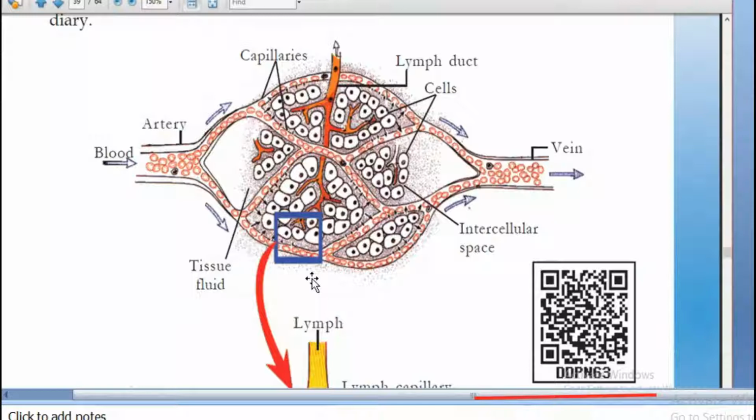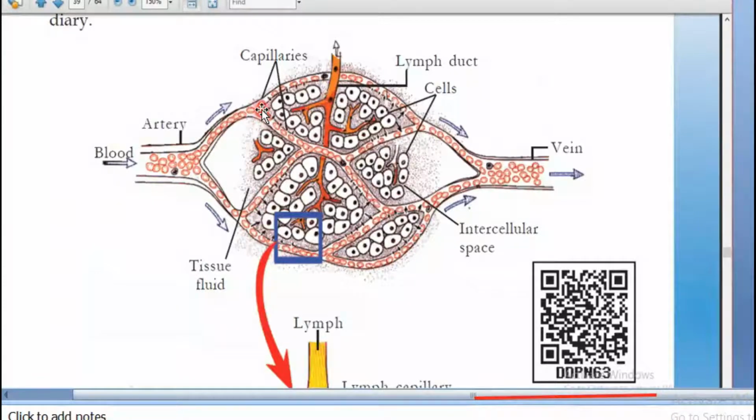Here in this picture, you can see these blood vessels are arteries, and here you can see the vein. In between, blood capillaries are there. The artery divides to form capillaries. Later, these capillaries join to form the vein. So, what happens when the blood flows through this capillary?